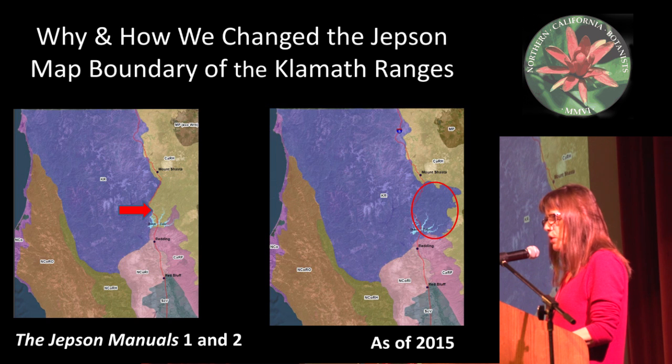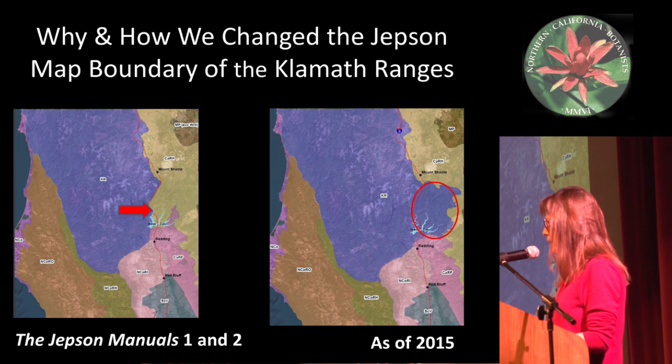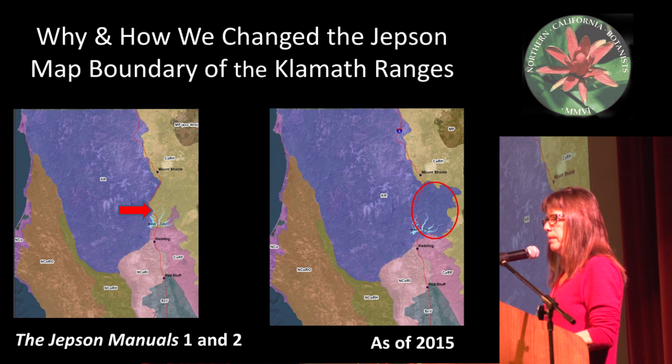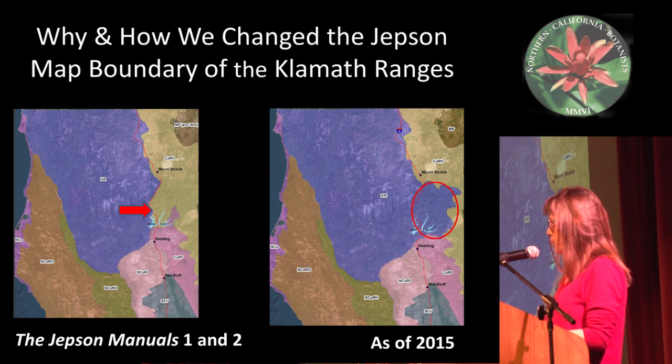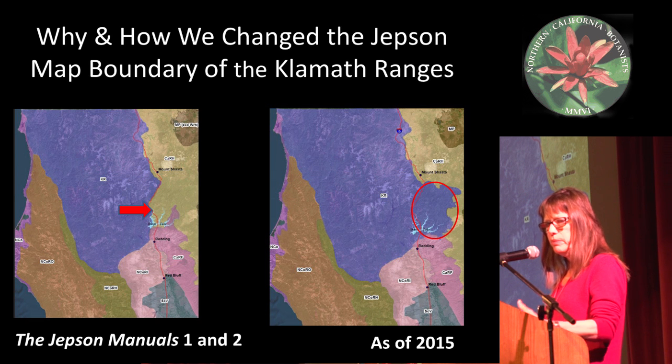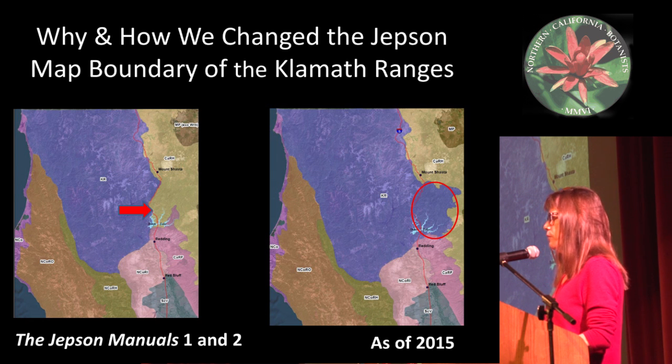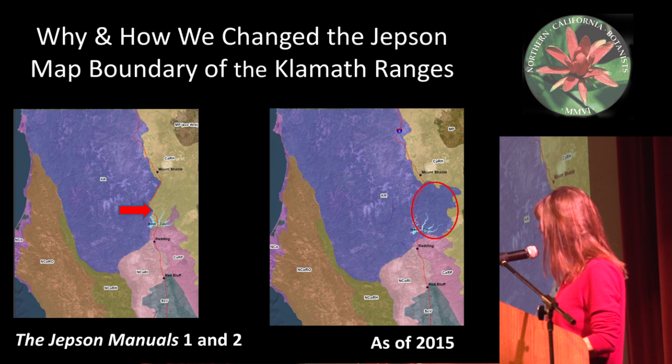So the map on the right, the oval surrounds the new added part of the Klamath Range that was appended and now represents the current configuration of the Klamath Range polygon in the Jepson manual. And I say the Jepson map, but it also is used in Calflora and a number of other applications, and so it has become the standard configuration for the Klamath Range for the various applications that we all use.